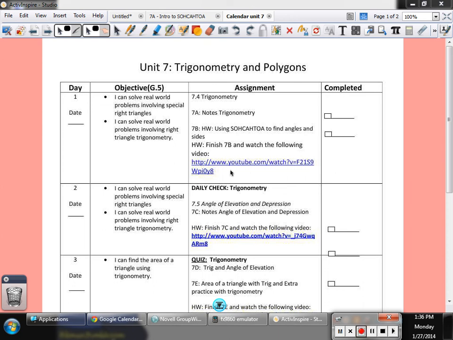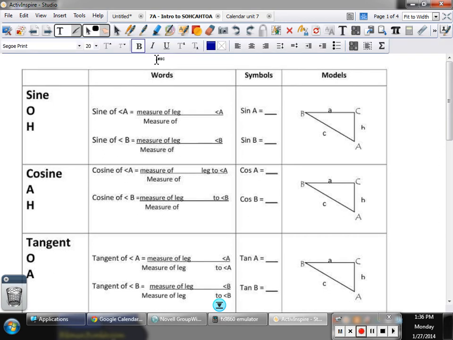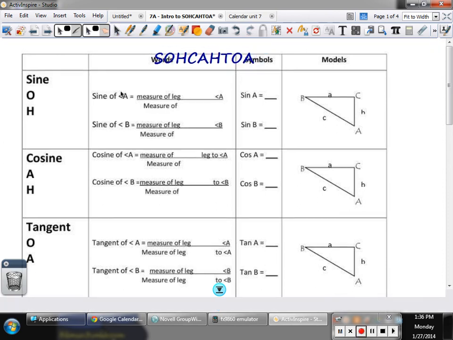Okay, welcome to Unit 7. It's not a long unit, and it's pretty new stuff for us. So we're going to take a look today at trigonometry, and we're going to start by introducing you to a mnemonic device that you're going to want to commit to memory, which we refer to as SOHCAHTOA. Okay, SOHCAHTOA is a mnemonic.